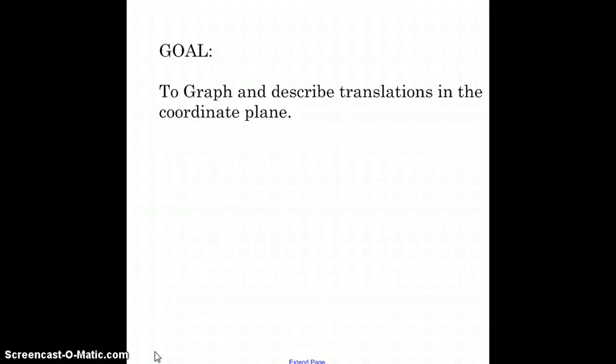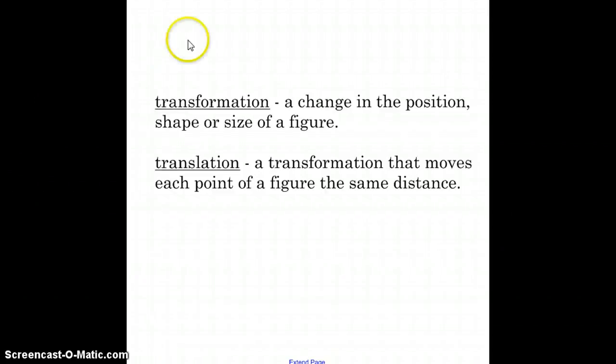Okay, so as far as translations go, let's take a look here at the definitions of a transformation and a translation. Transformation is essentially when we just change the position of a figure. It could be changing its location, it could be changing its shape, it could be changing its size by moving some of the points, etc. A translation is when we move every point in that figure the same distance. So in a transformation, the points can be moving different amounts. Translation is when we transform the entire figure the same distance.